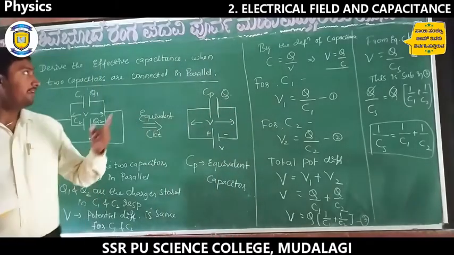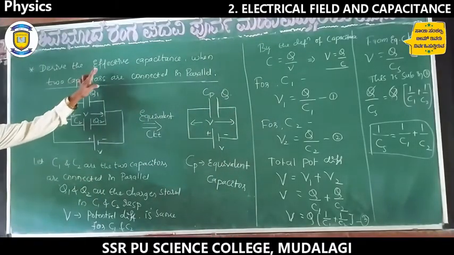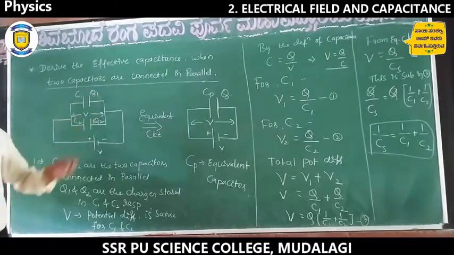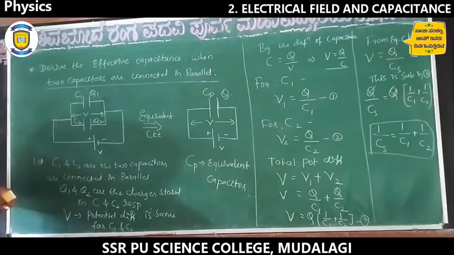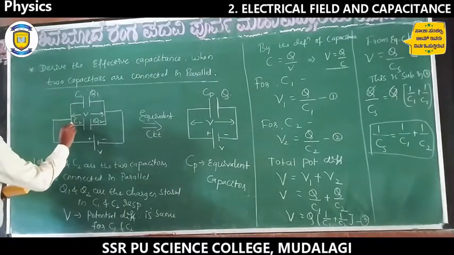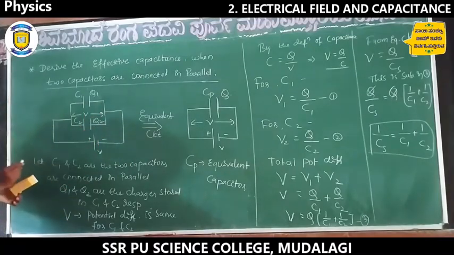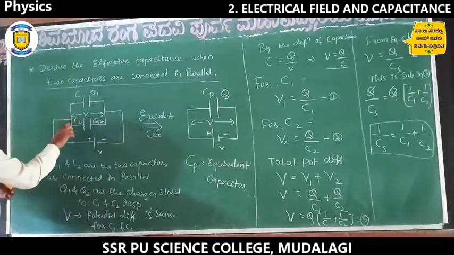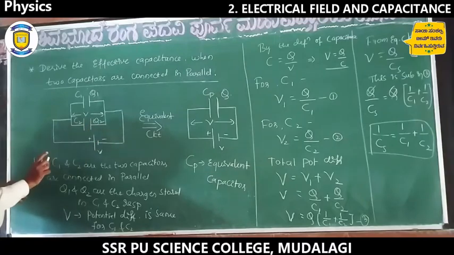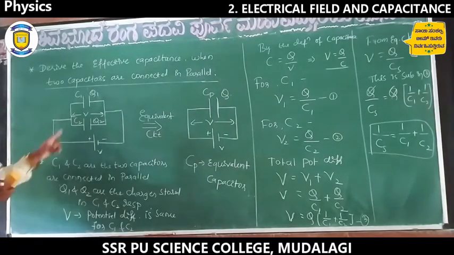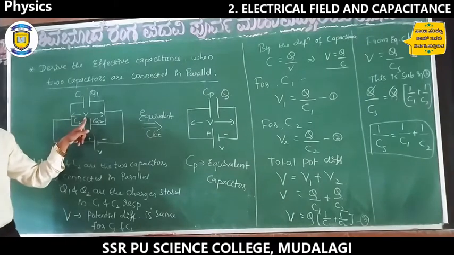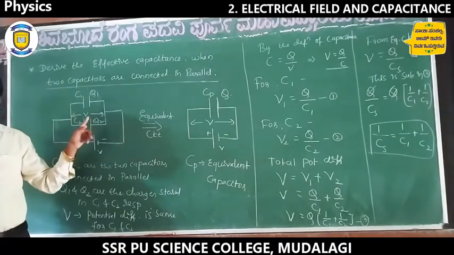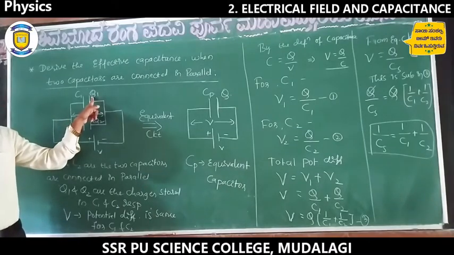The next derivation is: derive the effective capacitance when the two capacitors are in parallel. Take the parallel connection. In the previous one we derived the series combination. Now, parallel combination means both the ends are connected to each other. That is the first point. The second point is that the potential difference V is the same on both.